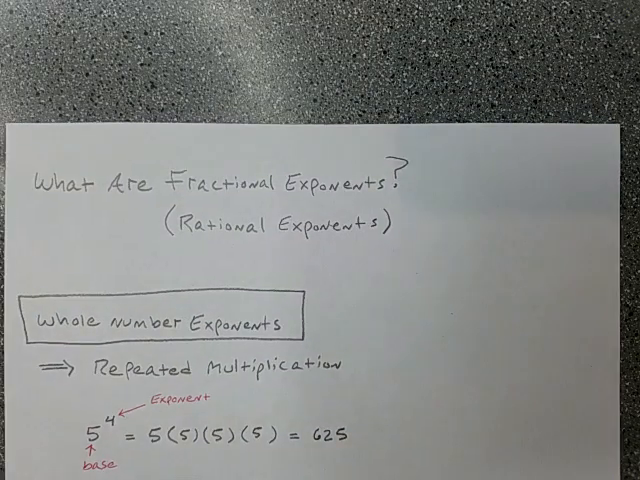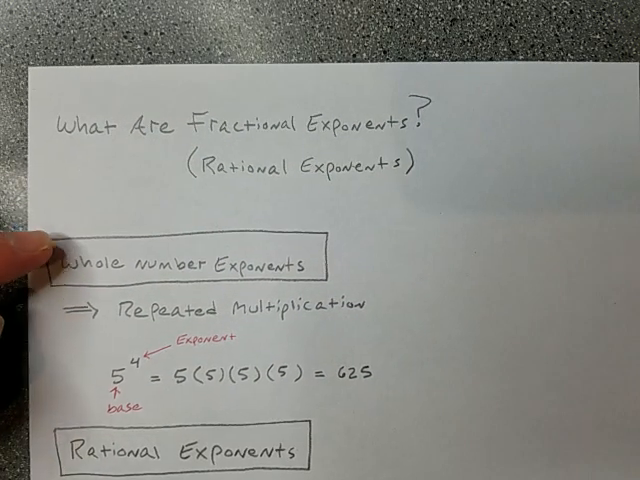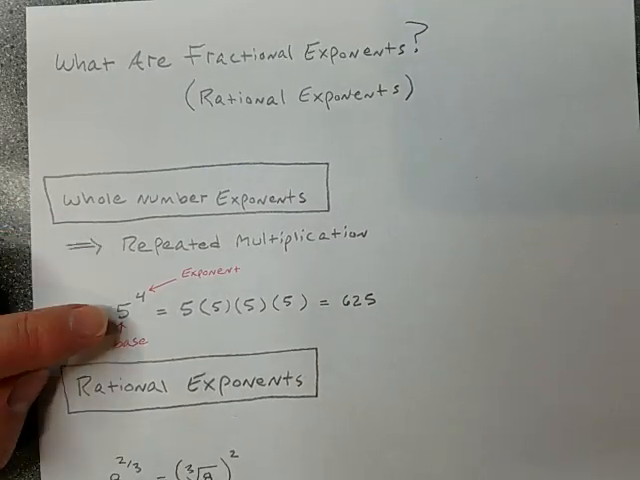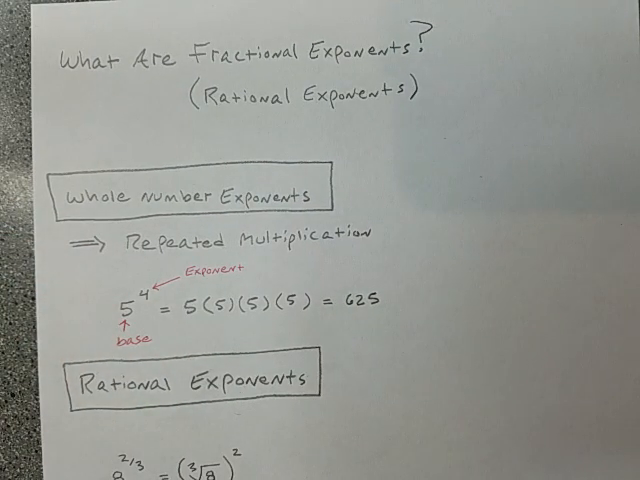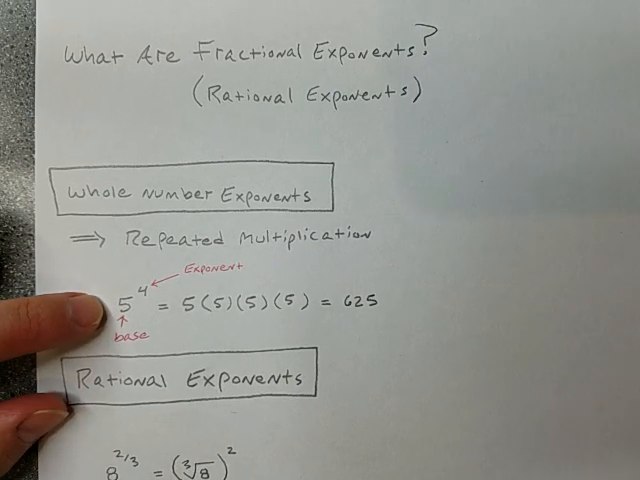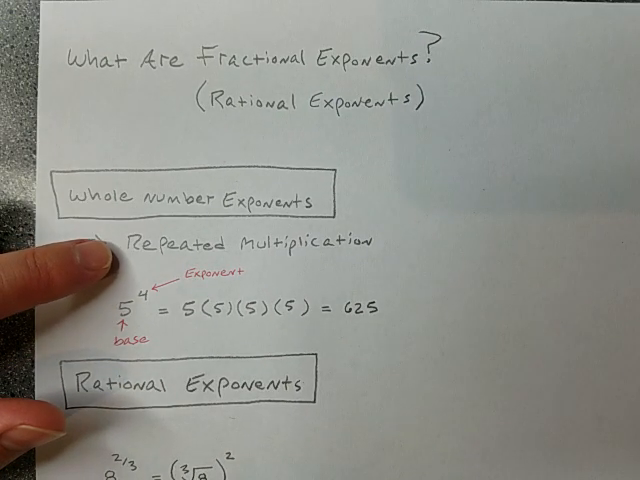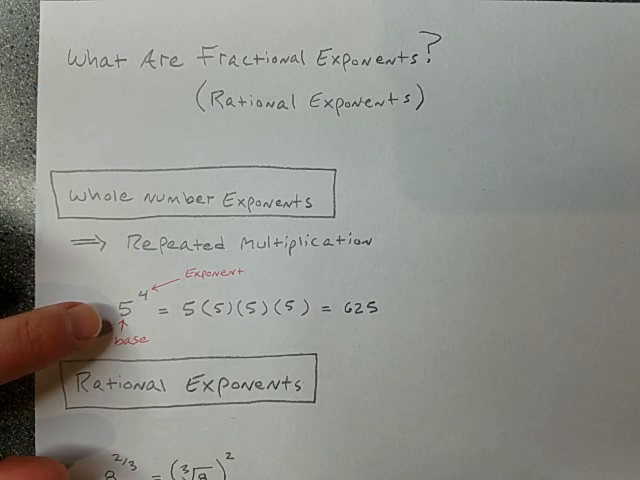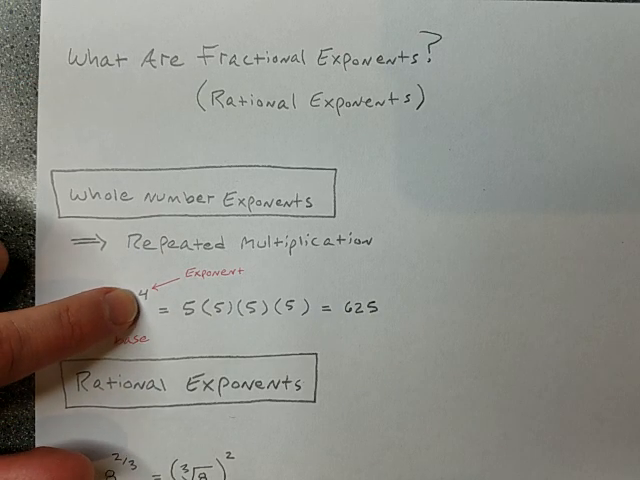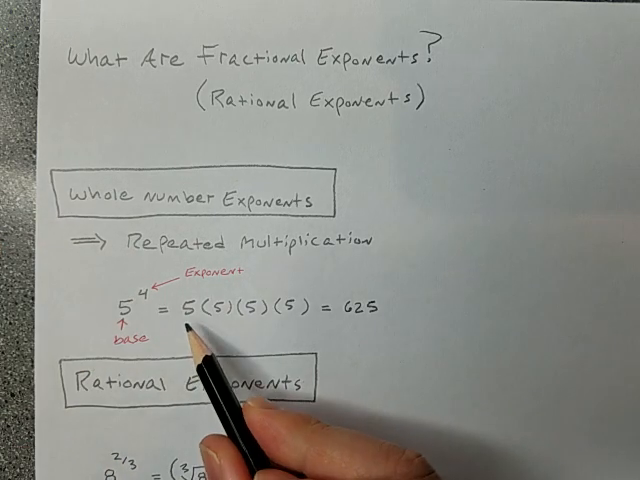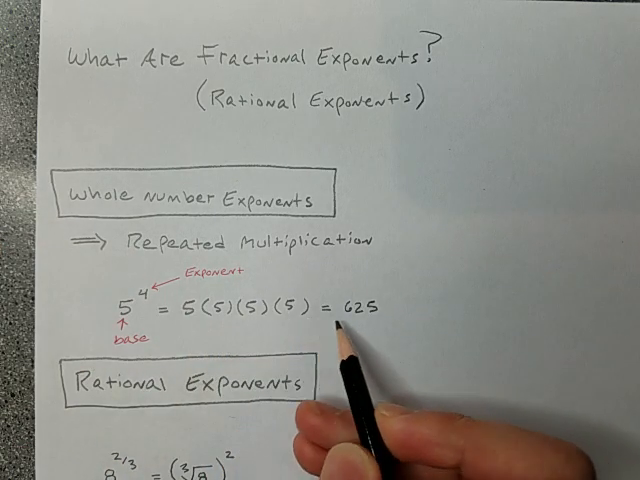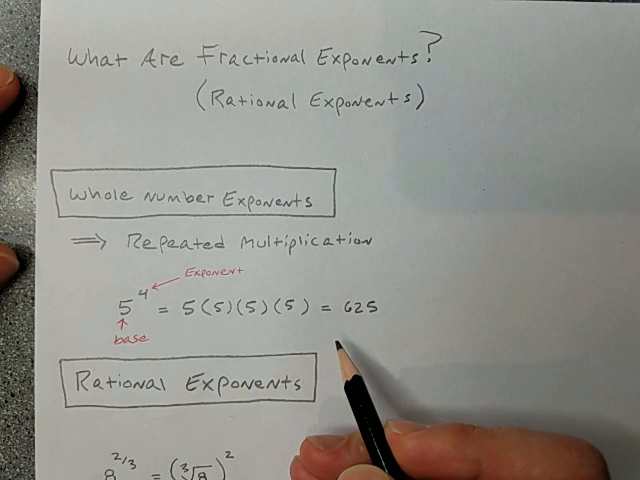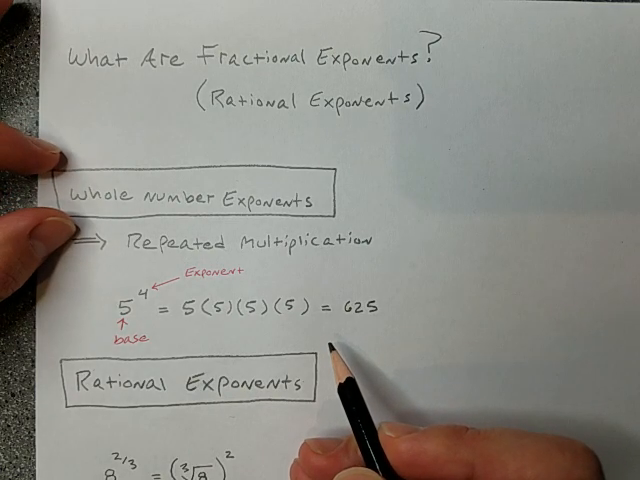Now, let's go back to my original slide right here. What are fractional exponents? Okay, well, whole number exponents. Let's start there. Say take 5 to the 4th power. 4 is the exponent. We call this number 5 the base. The whole number exponents are just repeated multiplication. You multiply the base by itself this many times. 5 times 5 times 5 times 5. That happens to be 625 if you multiply it all out. Okay, that's how whole number exponents work.